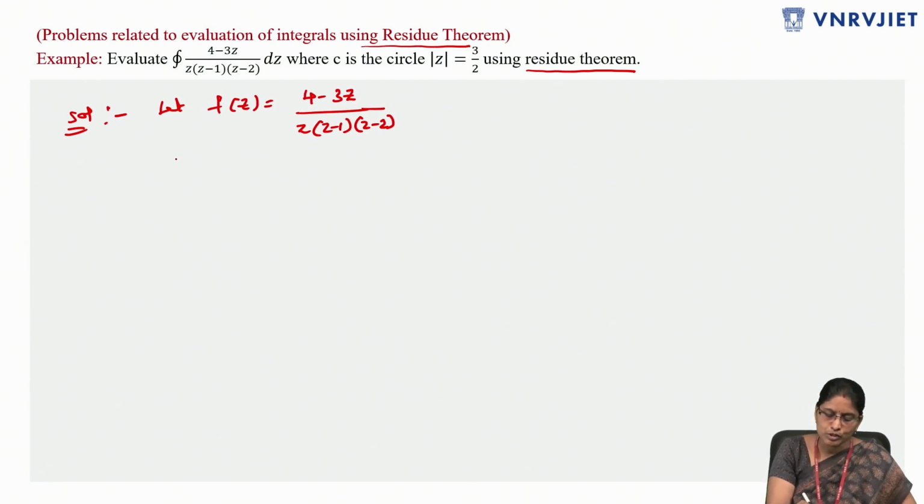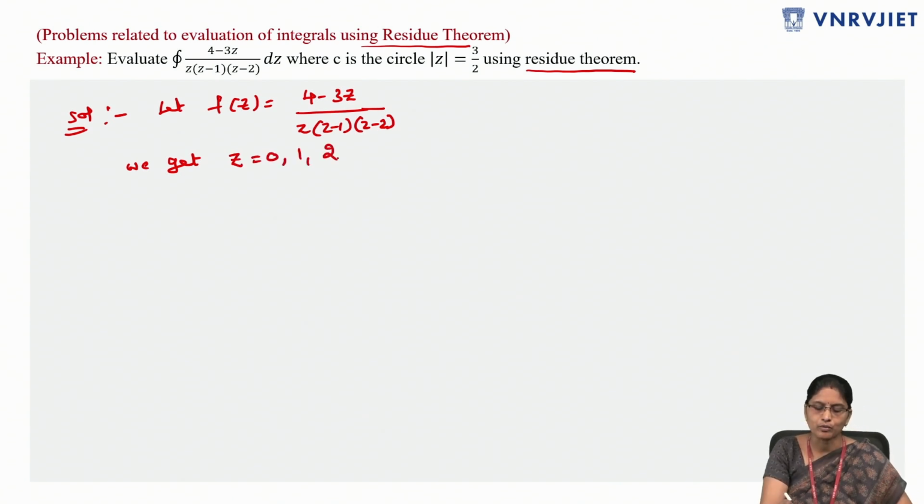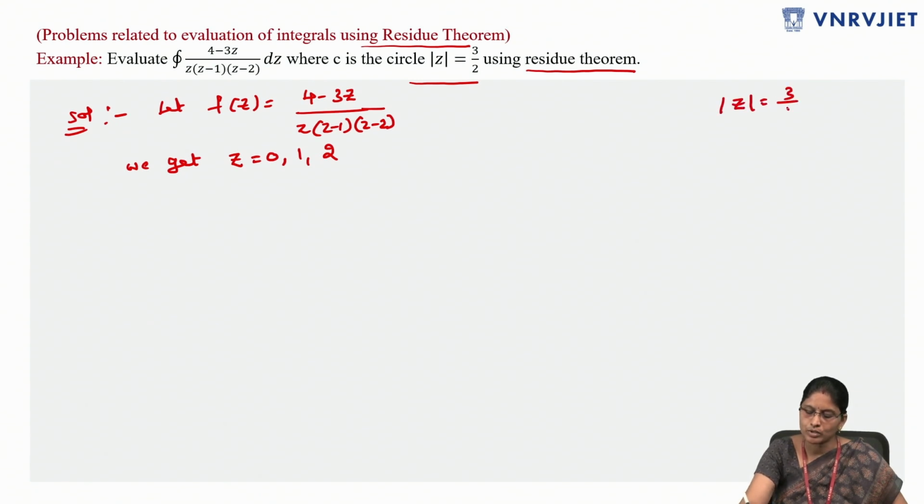First, we find out the poles for the given function f of z. To find the poles, we equate the denominator to 0. We get z is equal to 0, 1 and 2. Here C is the circle, mod z is equal to 3 by 2, is given.